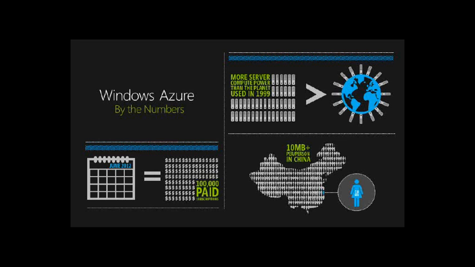So I thought it'd be interesting just to share a few stats just to give you an idea of the size of this platform. At the moment there are over 100,000 customers live on Azure, and that number is doubling pretty much every 3 months at the moment. There is more compute capacity just within Azure than powered the entire planet in 1999. And in terms of data storage, there's over 10 megabytes for each person in China. I saw a stat recently that there are 4 trillion objects now in Windows Azure storage. It's just a mind-boggling amount of data.